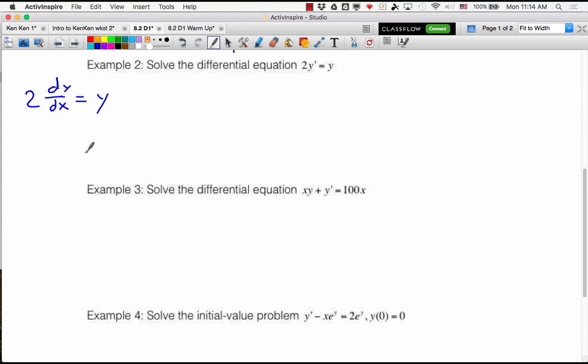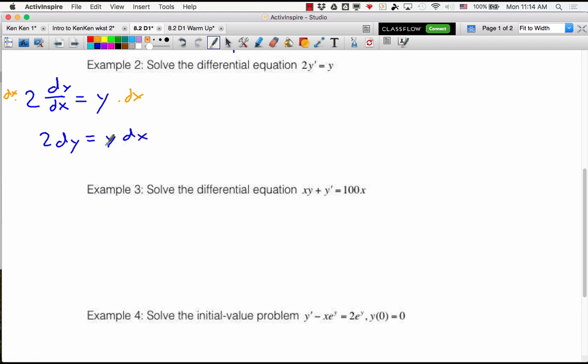Should we multiply by half? You'd rather have the half over there? You can. To me, we've got to get the variables separated. That's the first goal. Let's multiply by dx and see what happens. So we go times dx over here, times dx over here. So we get 2 dy equals y dx. Now, this is an issue because we can't integrate that.